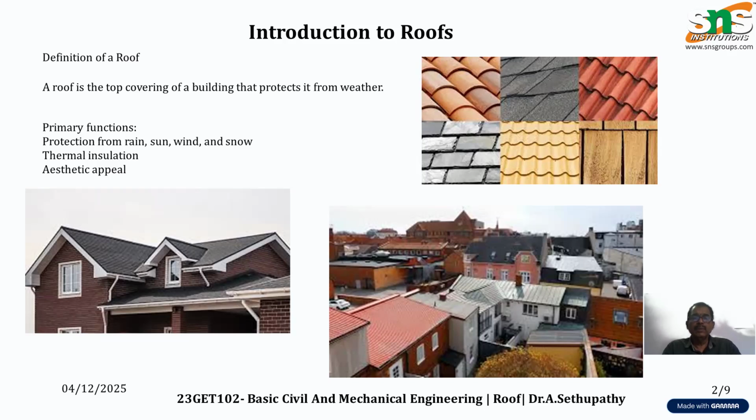Then the most important one is thermal insulation, which is very important in buildings, and also aesthetic appearance. Aesthetics means different geometrical shapes, looking good and very pretty. These types of roofs we use in buildings. So this is the definition of a roof and the functions of the roofs.